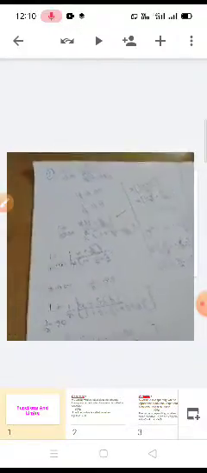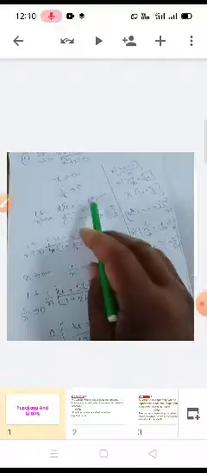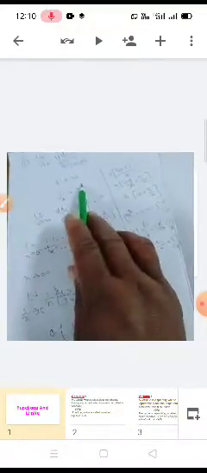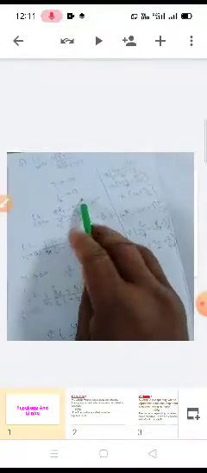When x tends to infinity, we can't substitute the infinity value in x's place. Infinity means an indeterminate value. How can we substitute? We can't. So that's why, when x tends to infinity, we use the fact that 1 by x tends to 0.